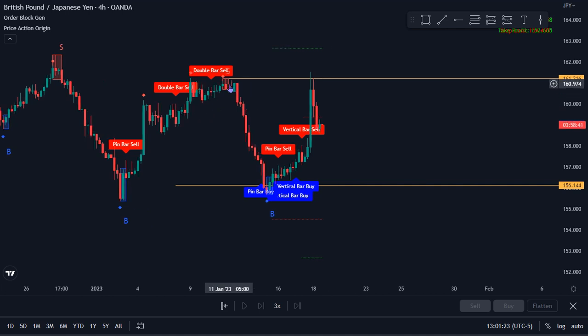Again, could have caught this move down based off of this order block and lower time frame confirmations, and then the exact same move. These are both very strong moves, especially on GJ. And then the same thing, catching close to the bottom here based off of this order block and then lower time frame confirmations, and then this move back up.